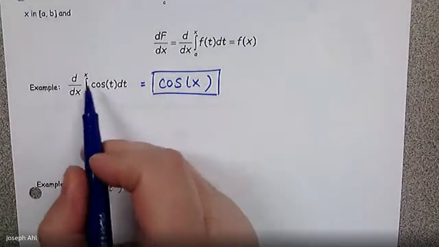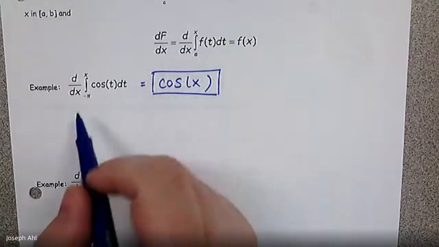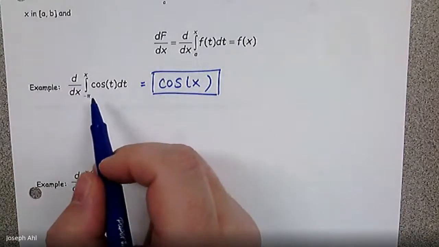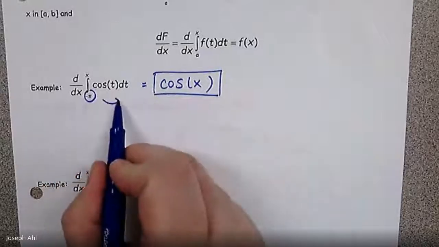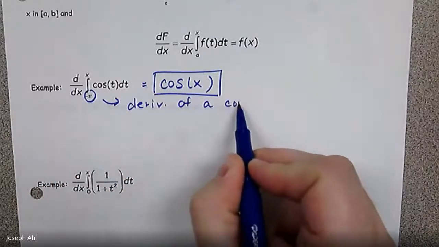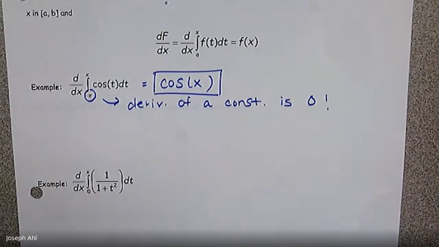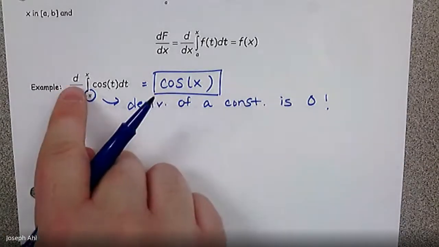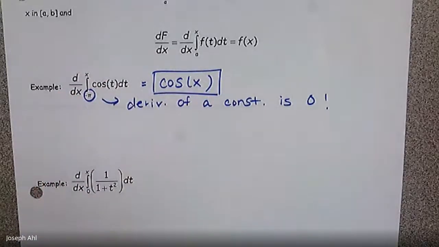And I'll tell you, it doesn't really matter what that lower bound is. Okay, so in general, it's a here. If it's negative pi, the reason why it doesn't matter the lower bounds is because the derivative of a constant is 0. So I can put whatever I want here, and the derivative with respect to x, as long as x is the upper bound here, is just going to be cosine of x.